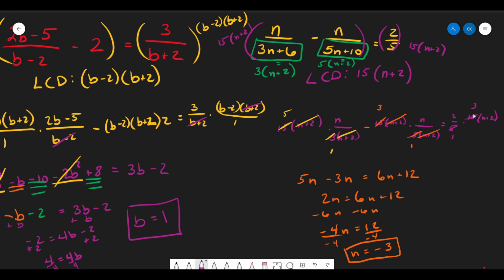On the other side here, the 15 and the 5, again, simplify out. This becomes a 1, this becomes a 3. 2 times 3 is 6, and then 6 times n plus 2, that's going to give me 6n plus 12. Now I'm going to solve this. And when I solve this, I end up with n equals negative 3. And again, I should check it, but in lieu of space and time, this is the correct answer, I promise you.